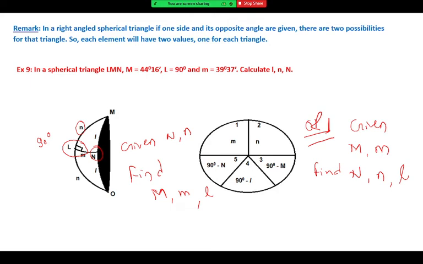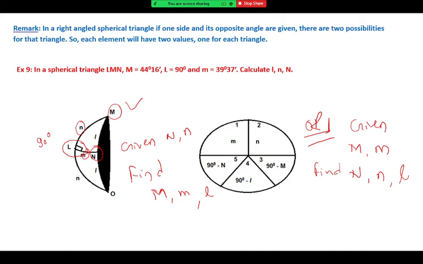Why are there two solutions? You will come to know that when we find capital M and small m, we come across sine inverse, and sine inverse gives us two angles. When we get two angles from sine inverse, we solve that ambiguity by the same affection criteria. What it says is, if the opposite angle is less than 90, the side should be less than 90. But right now both are unknown to us, capital M and small m, or capital N and small n, so we cannot use the same affection criteria.